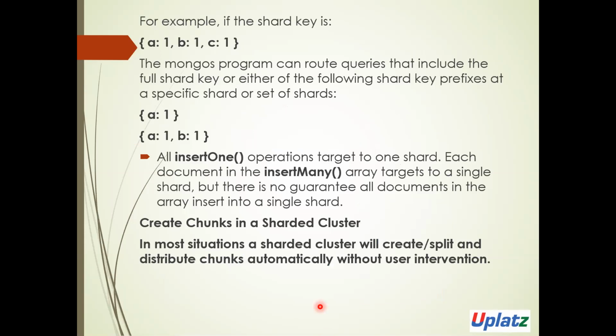For example, I have A1, B1, C1 as my shard keys. Therefore I have included my full shard key, or I have specified my key preferences at the specific shard. Here I am using key preferences. I'm doing an insertOne operation to target one shard. Each document in the insertMany array will target a single shard. There is no guarantee that all the documents in the array will get inserted in the single shard.